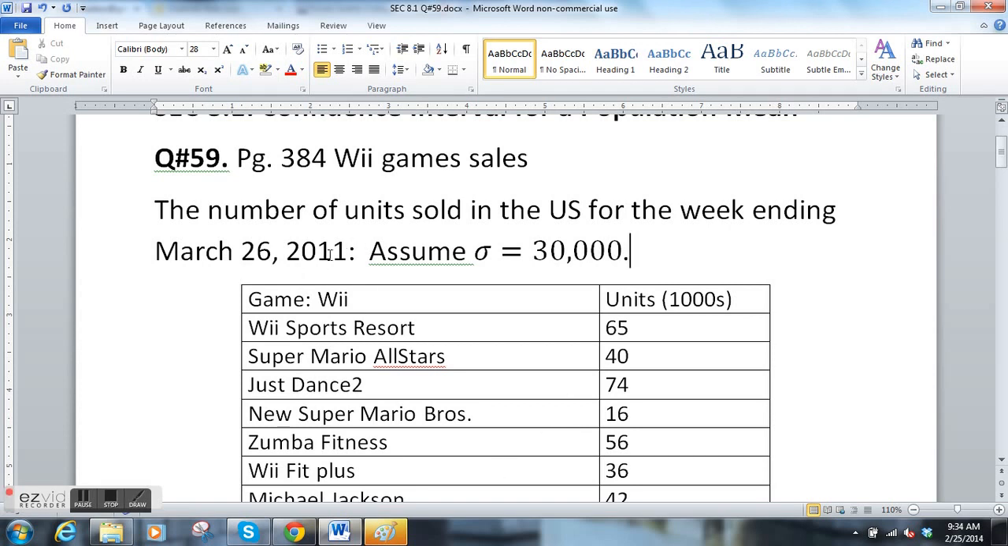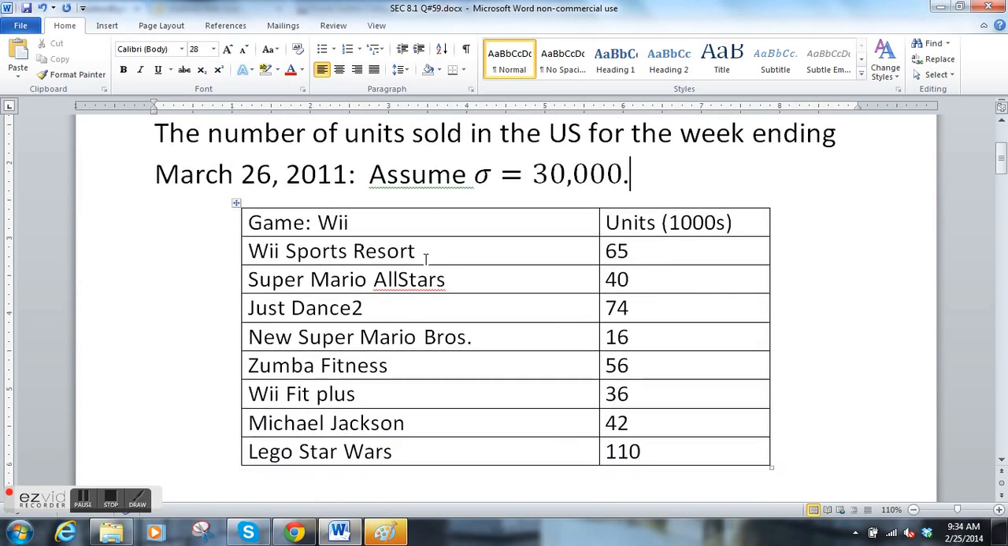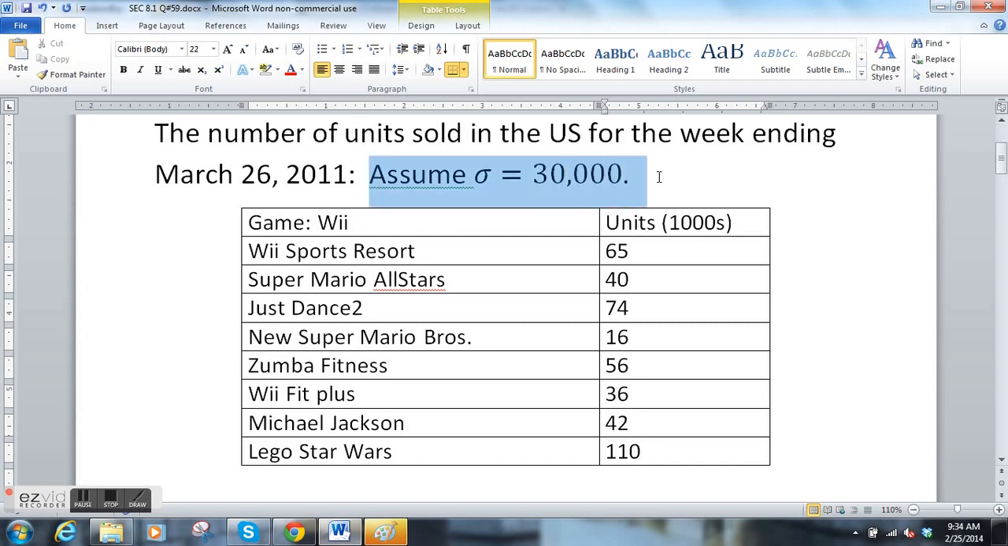Anyway, so in this problem, they are trying to estimate the mean number of games sold on a Wii platform back in this day. All right, so here's the sample. It says, assume the number of units sold... here it is. So here's the data. They have 8 different games, and these were the thousands of units that were sold for each of these different games. And they're saying, assume that sigma equals 30,000.